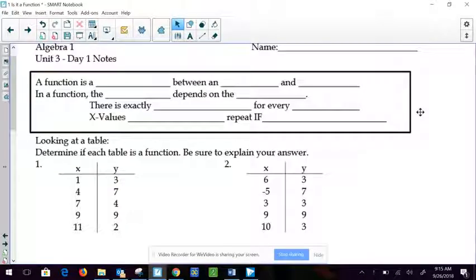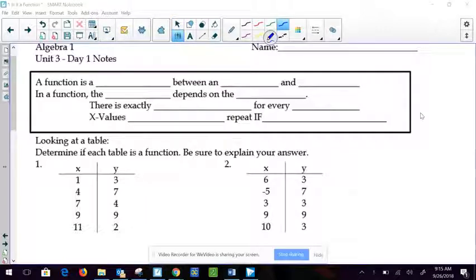Everybody, welcome to Unit 3 Functions. Today we're going to start with figuring out what a function actually is. So a function is a relationship between an x and a y.